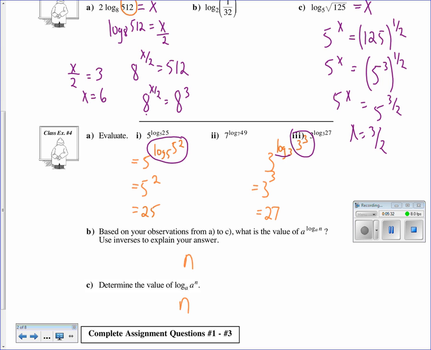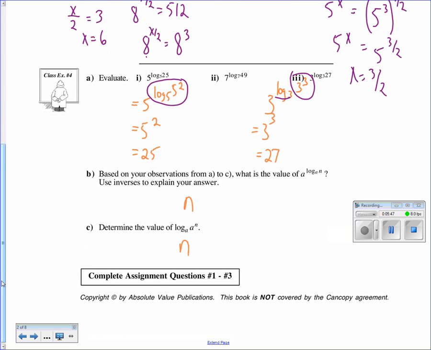So based on what I've already seen, I actually come to know that when I take a base raised to a log statement which involves its base, I get the value of n. And the value of log a to the n is actually n. Watch that these n's aren't actually the same. So be careful with that.